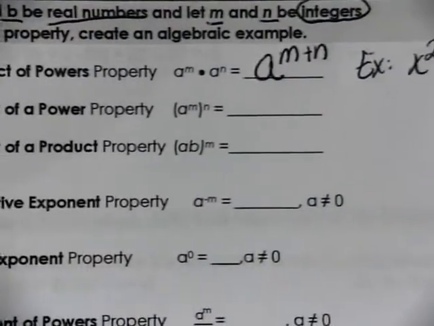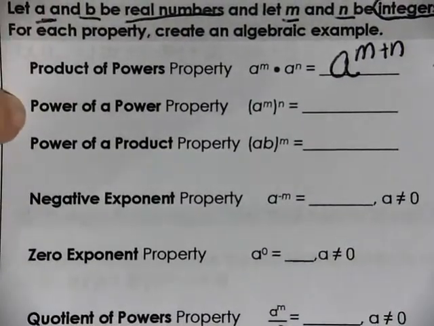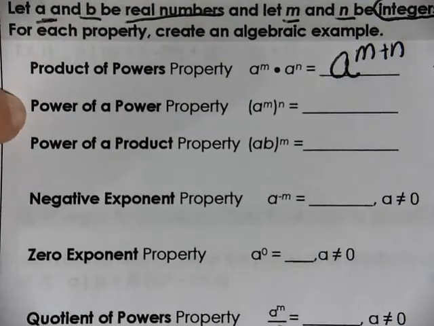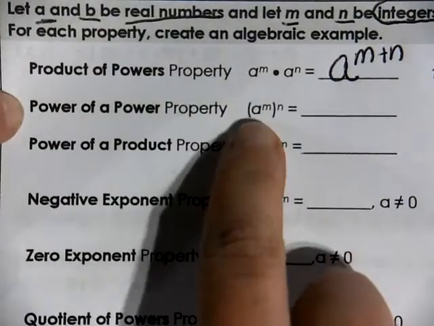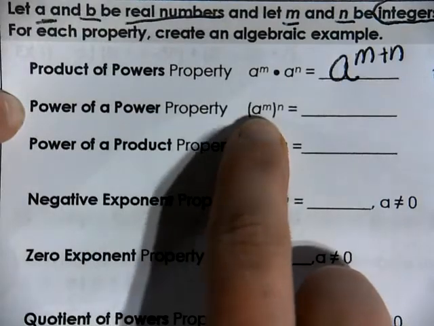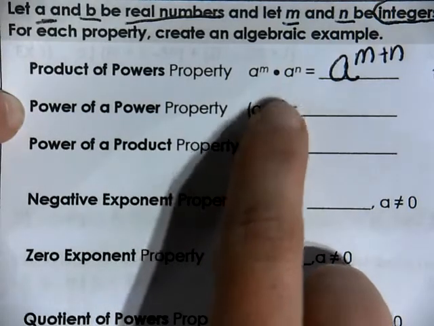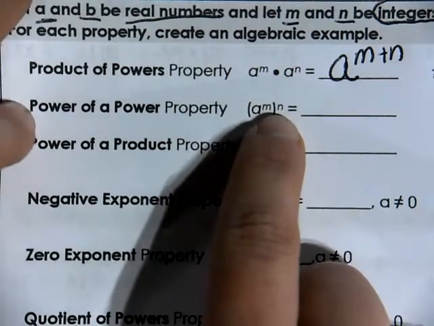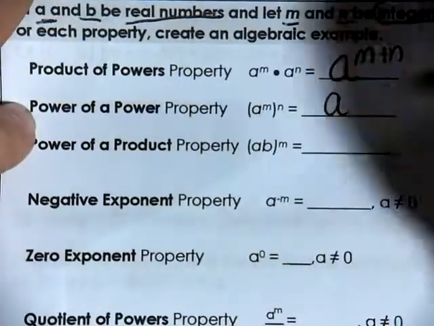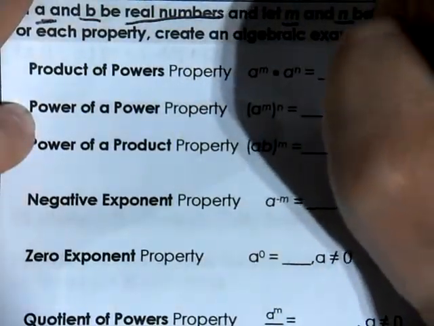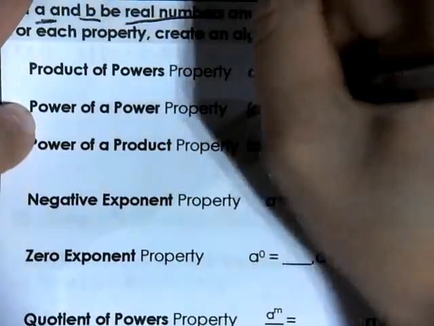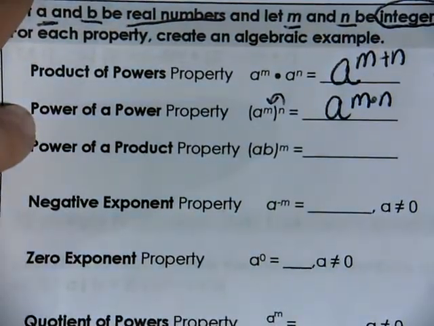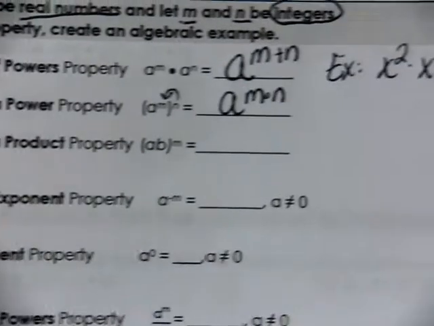Let's look at our next property. This is called the power of a power. The power of a power property means that if you have an expression raised to an exponent, and then the whole quantity is raised to another exponent, instead of adding, you are going to multiply your exponents. Think of the distributive property. We would simply multiply our exponents together.